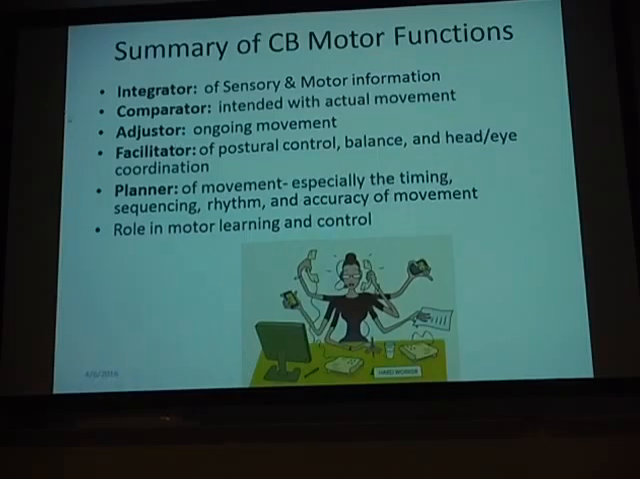It facilitates postural control, balance, and head-eye coordination, particularly through its connections with the vestibular system. It helps us to plan movement, and particularly is contributing to our ability to accurately time and sequence movements, and our accuracy in which movements are executed. And it plays a role in motor learning and motor control. So it does a lot. Again, it's the little brain, and some people think it's equally important to the cortex in terms of our ability to function.